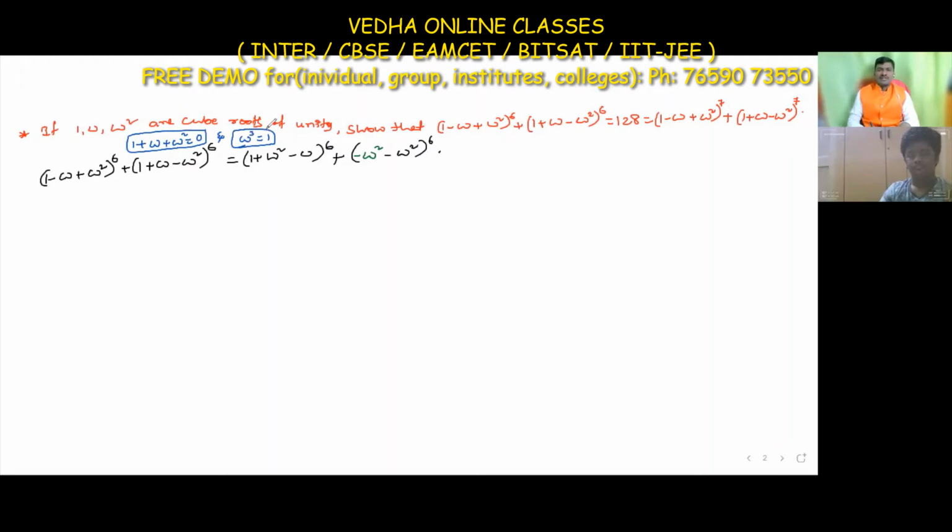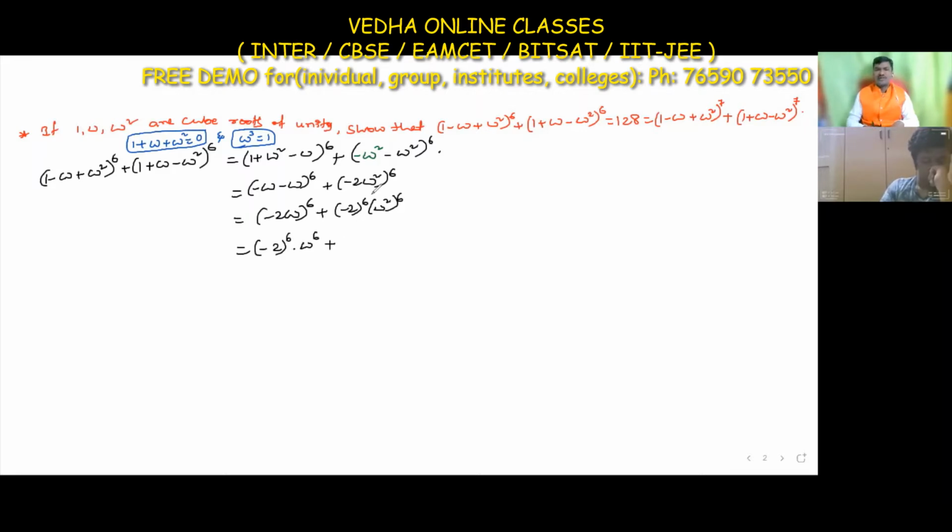So now here, 1 plus omega square, what is its value? Minus omega. So (minus omega) whole power 6 plus (minus 2 omega square) whole power 6. So this is (minus 2 omega) whole power 6 plus, writing the power separately, omega square whole power 6. So this is equal to (minus 2) power 6, (minus 2) whole power 6 and omega power 6, plus 2 power 6.